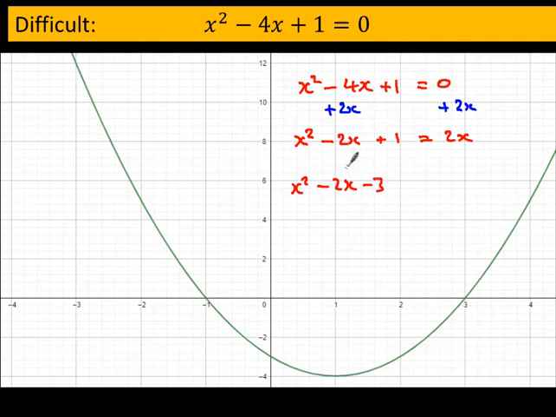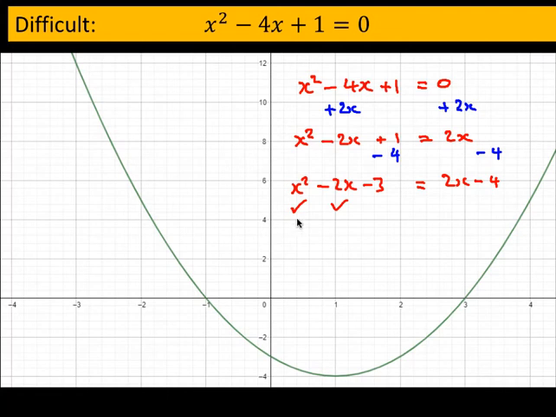If we look at what we've got so far, we've got the x squared, we've got the minus 2x. We just need to turn that plus 1 into minus 3. So how do I turn plus 1 into minus 3? Well, I need to take away 4. But if I take away 4 from one side, I've got to take away 4 from the other side. So now I will have x squared minus 2x, 1 take away 4 is minus 3, but on the right hand side I'll have 2x minus 4.